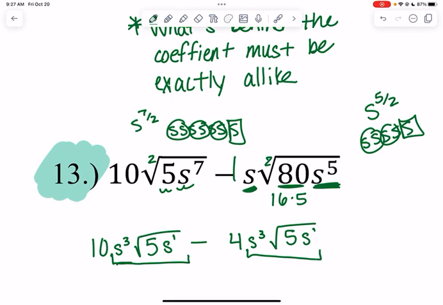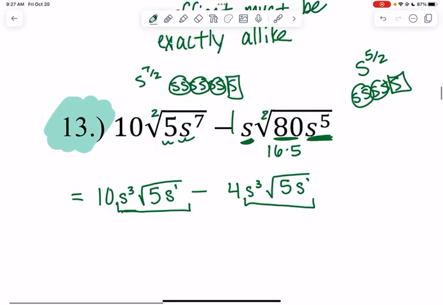So now, this part that's behind our coefficient is exactly the same. If you're confident that you did the first expression correctly, it's a good check that your second expression ended up exactly the same. It's a little weird to say, but we're saying how many s to the 3rd times square root 5s do we have? So we just keep that part that's alike. We keep this s cubed square root 5s, and subtract the coefficients. 10 minus 4.